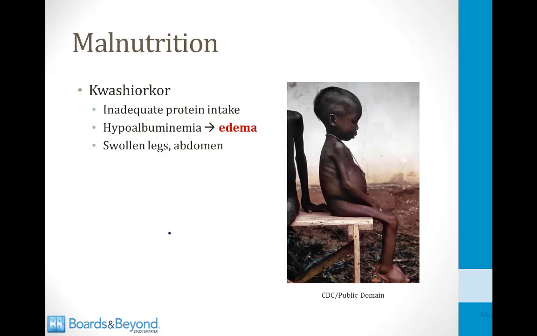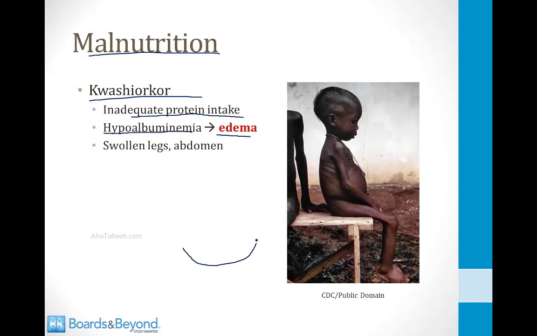We'll finish this module by talking about a couple of derangements of fasting and starvation biochemistry. And the first one we'll discuss is kwashiorkor. This is a form of malnutrition that occurs in impoverished countries where children or even adults have inadequate protein intake. As a result, they develop very low albumin levels, and this contributes to edema.